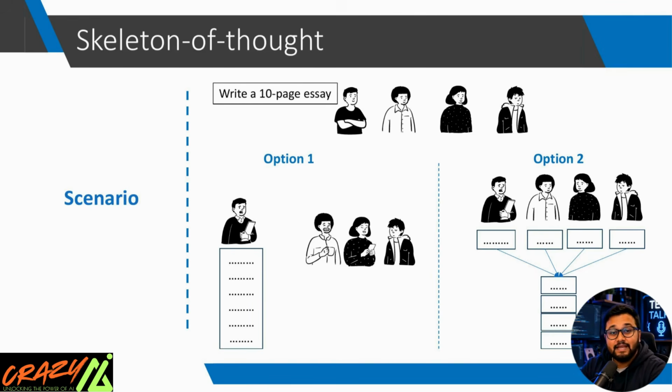Let's begin. Explain that instead of asking AI to write a 10-page essay in one go, we first ask it to create an outline, the skeleton. Once the outline is ready, each section is expanded independently. Compare option 1 versus option 2 shown in the PDF.